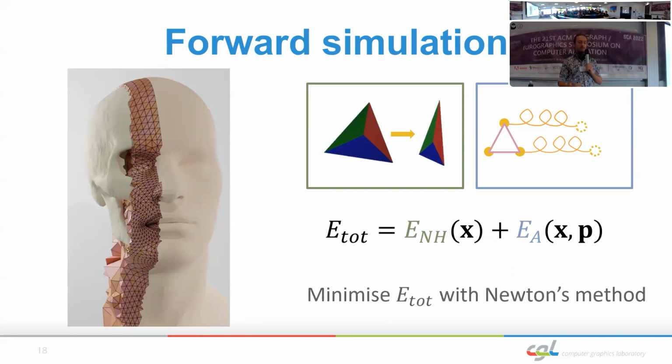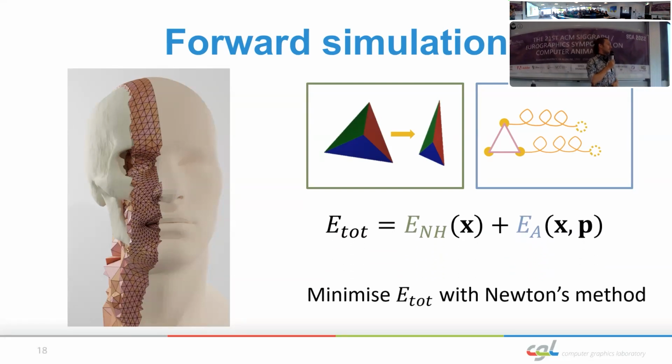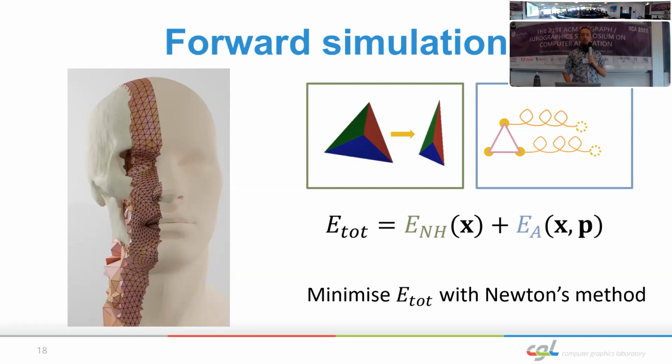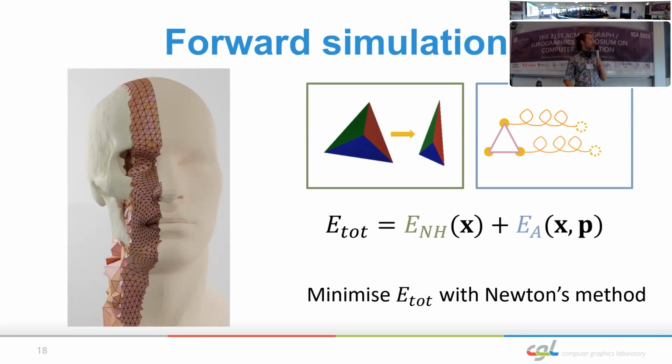Quickly, for formalities, I'll say that this is minimized with Newton's method, and we find the quasi-static equilibrium. That is our post-treatment shape. And now let's talk about what our treatment model is. So how do we determine the shape of the bones post-treatment?